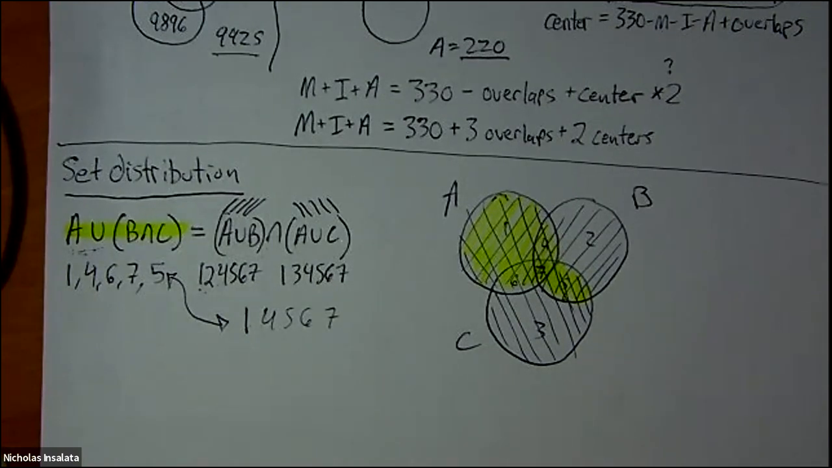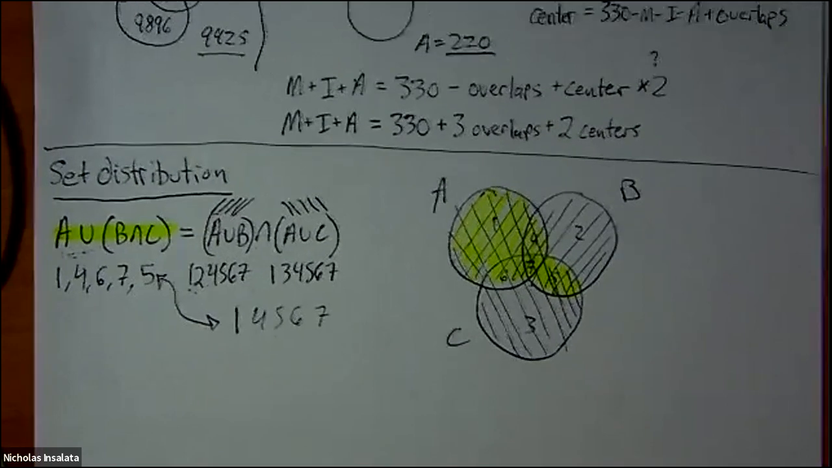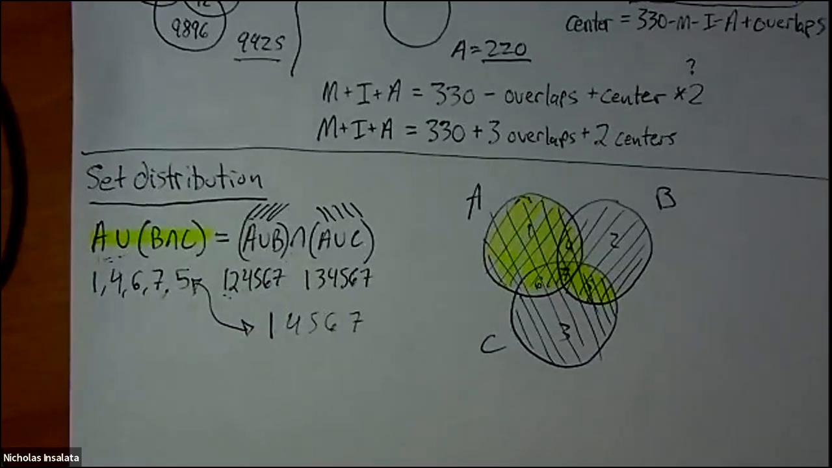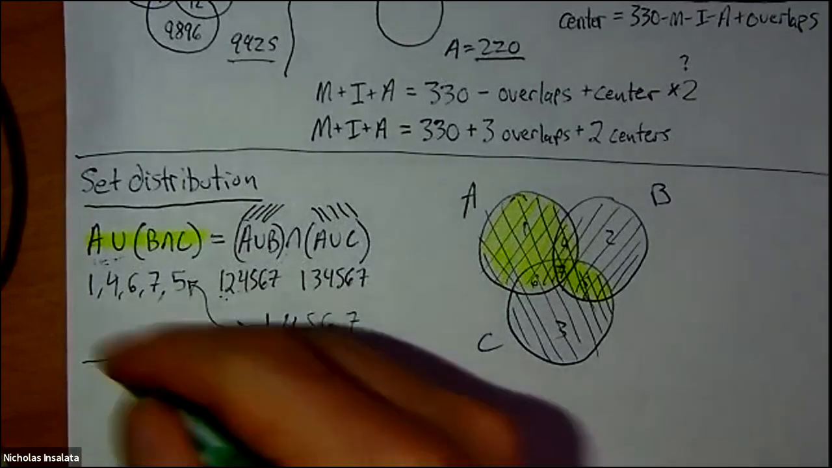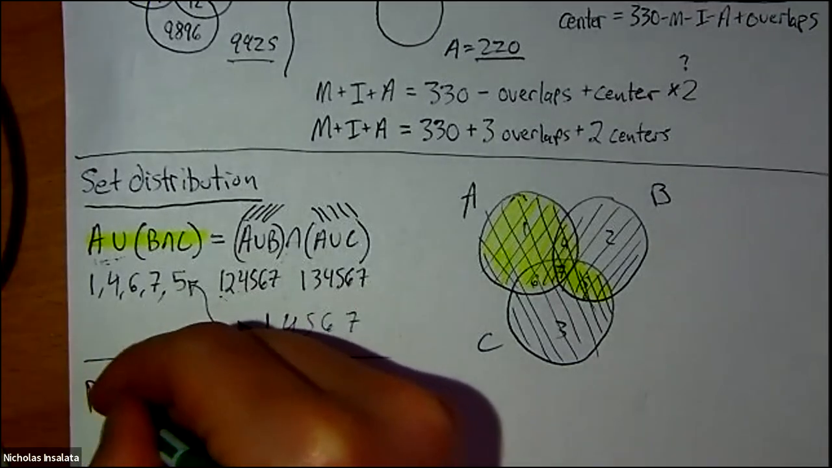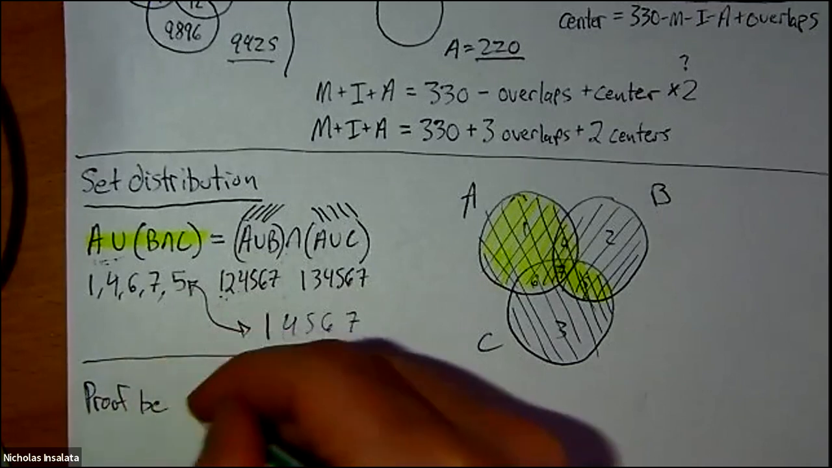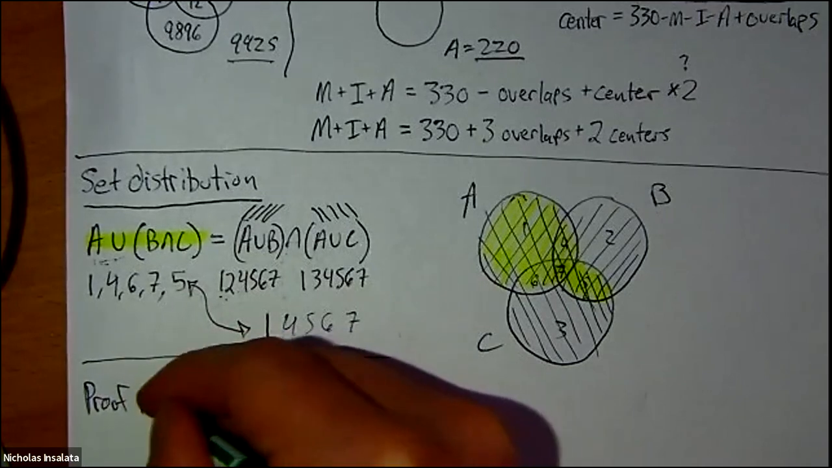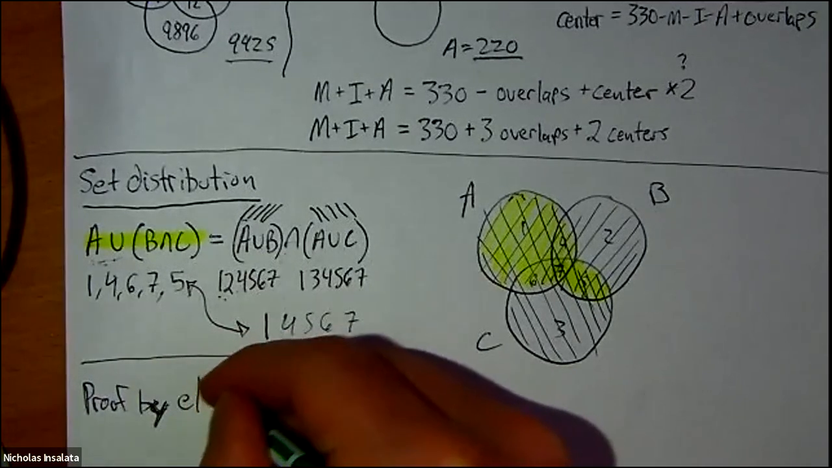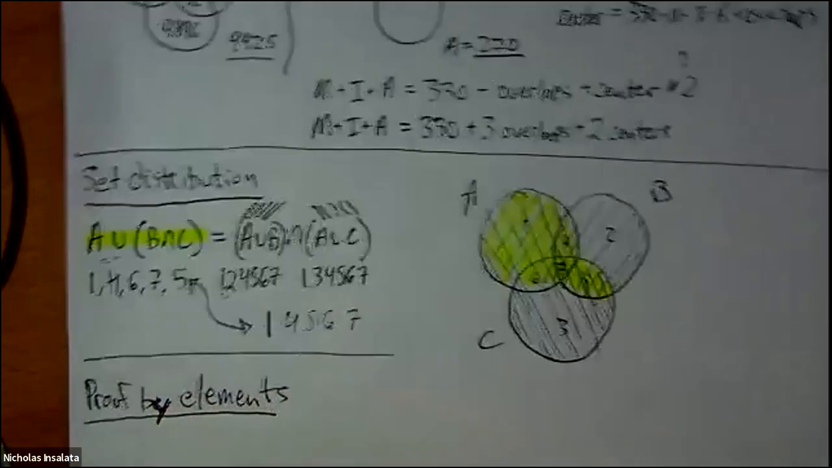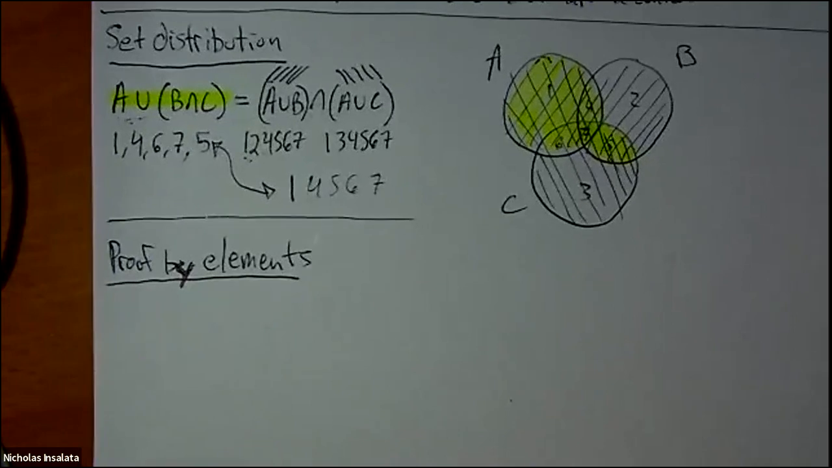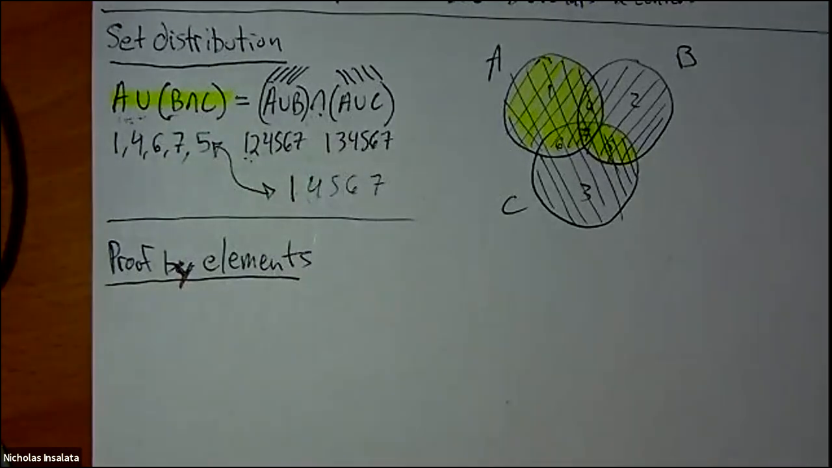Okay. So let's try the proof a different way. Let's try a proof by elements. Now, if we want to do a proof by elements and we want to show that two sets are equal to each other, what's the large-scale structure of that proof going to look like?